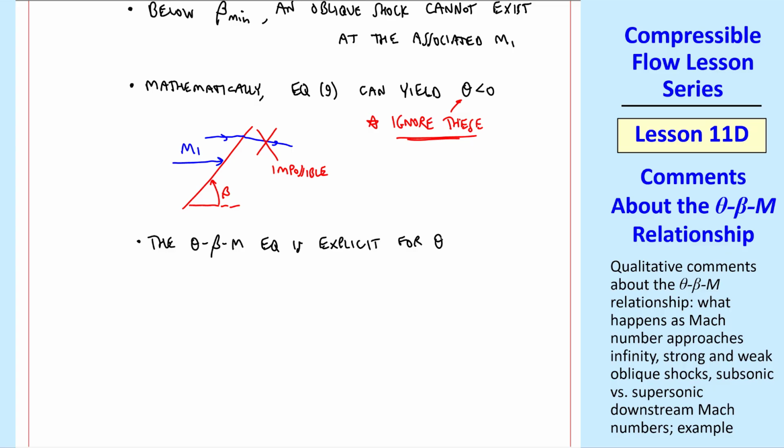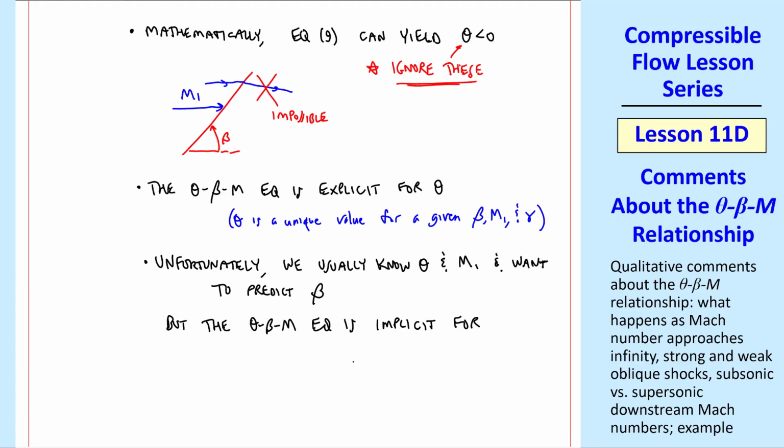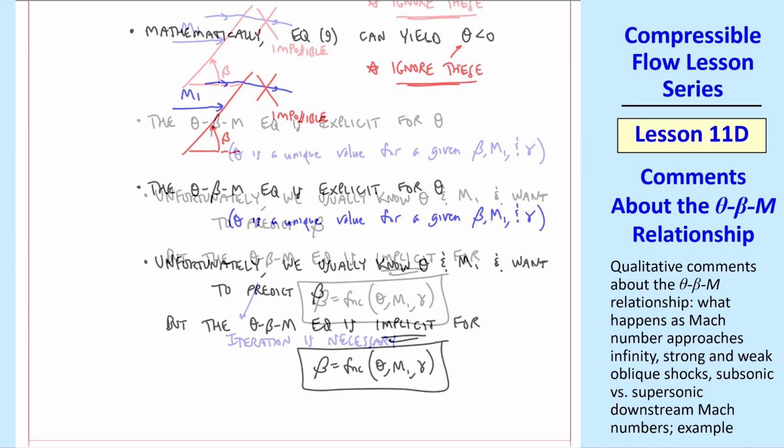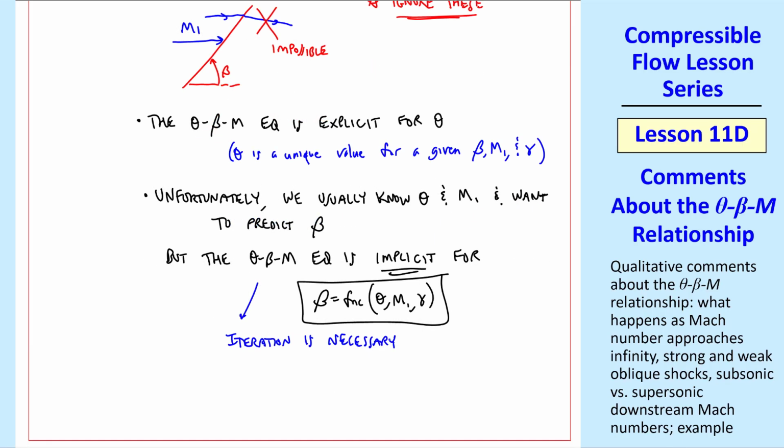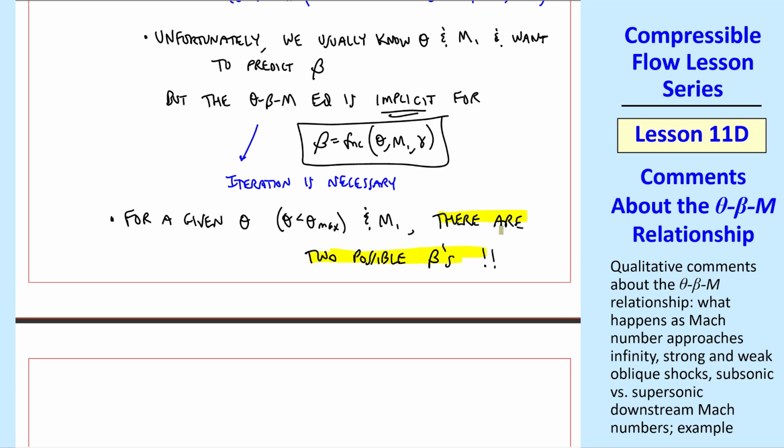The Theta-Beta-M equation is explicit for theta, as we've already stated. Theta is unique for a given beta, M1, and gamma. Unfortunately, we usually know theta and M1 and want to predict beta. But the Theta-Beta-M equation is implicit when you want to find beta as a function of theta, M1, and gamma. So either iteration or some sophisticated software is necessary to solve for beta. To make matters worse, for a given theta, where theta is less than theta max, and Mach number M1, there are two possible betas.